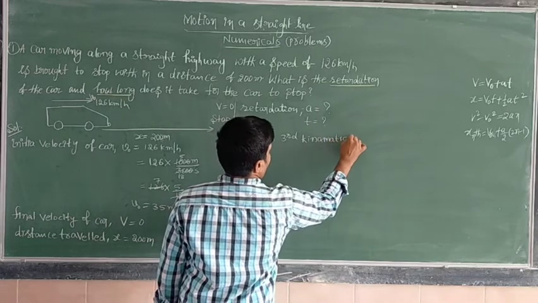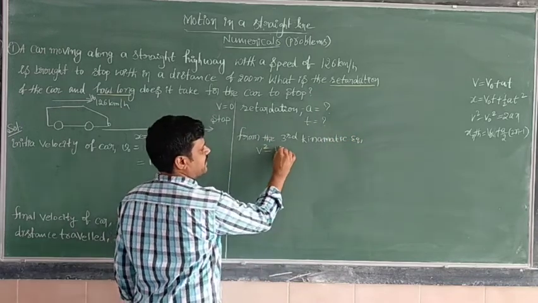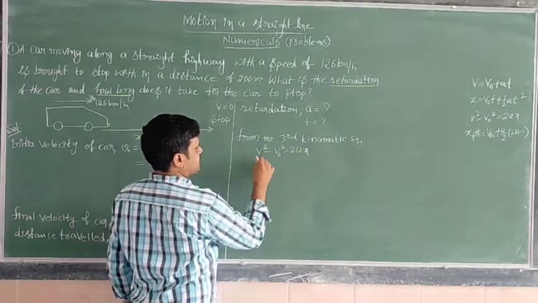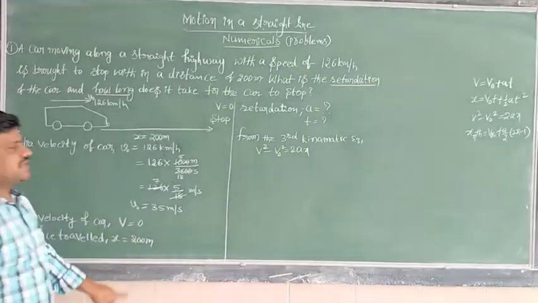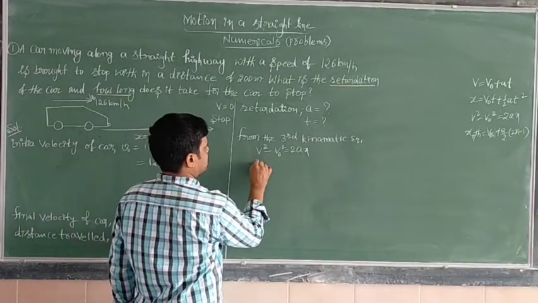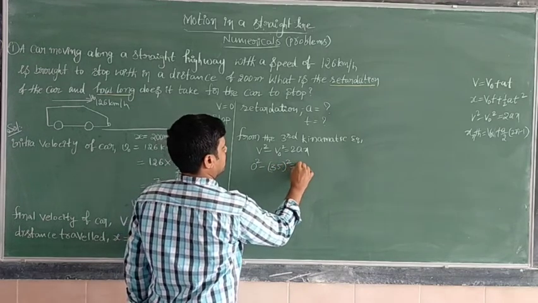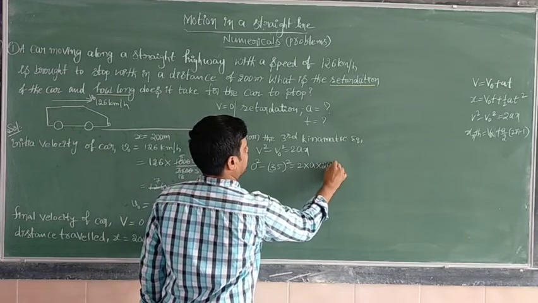Third kinematic equation. What is the third kinematic equation? V square minus V naught square equals 2ax. V square is the final velocity, which is 0. V naught square is the initial velocity. So 0 square minus 35 whole square equals 2a into x. What is x? It is 200.